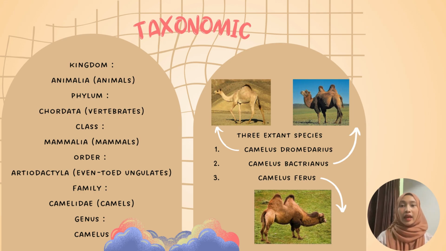The first one, Camelus dromedarius, the dromedary camel, also known as the Arabian camel, is characterized by its single hump. The second one, Camelus bactrianus, the Bactrian camel, known for its two humps and native to Central Asia. The third one is Camelus ferus, the wild Bactrian camel, a separate species from Camelus bactrianus and native to the deserts of Central Asia.